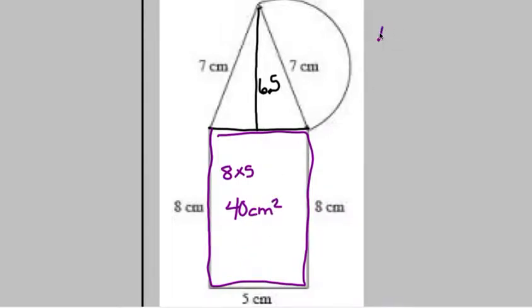Now we have to think about the area of our other figures. Remember the formula to find the area of a triangle is 1/2 of the base times the height. And some people say base times height divided by 2. You'll get the same answer. And then I have this circle. Circle, we know, is pi r squared. However, this isn't a full circle. It's half a circle.